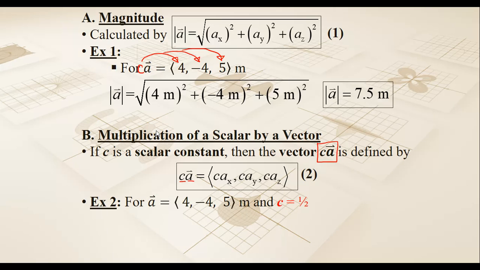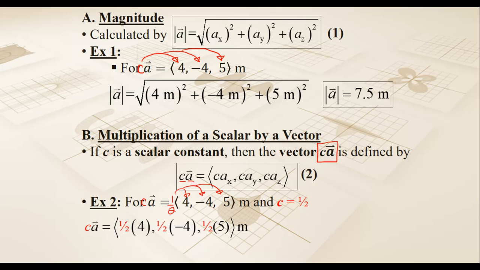Okay, so let's take an example. So we'll take our vector A, which again, as an ordered triplet, is 4, -4, 5. And then we'll take C, which is equal to 1/2. And what I want to do is calculate the product C times the vector A. Okay, so all you have to do here is take 1/2, and then multiply it by every single term in the ordered triplet, each component.